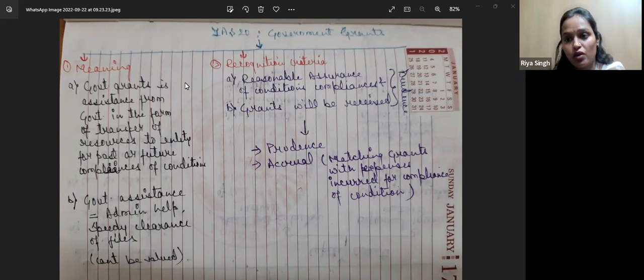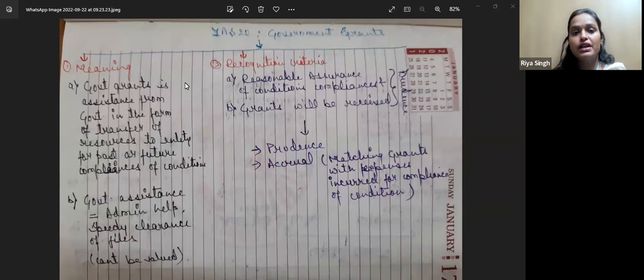Now, what is Indian Accounting Standard 20? It basically tells about government grants. If any business is receiving any government grants in doing their business, what will be the treatment of these government grants in their financial statements?